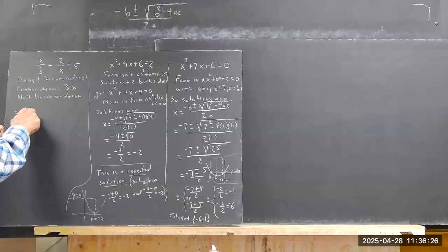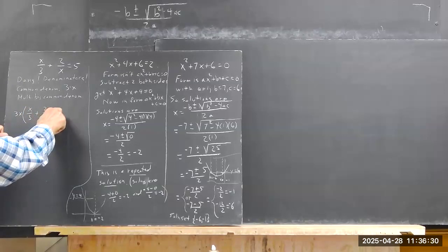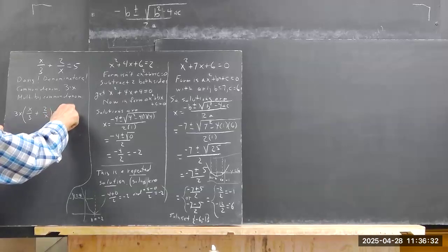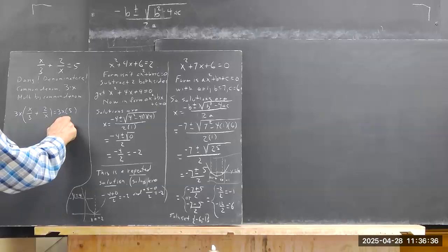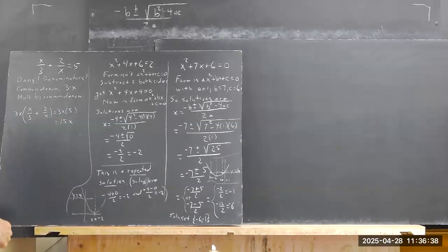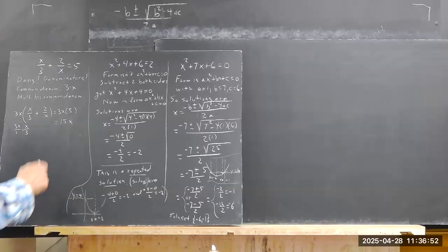3x multiplied by x over 3 plus 2 over x is 3x times 5. Well, the right-hand side is easy. It gives us 15x. On the left side, let's use the distributive law. We're going to use the 1 as our denominator to remind us that we're multiplying numerators and multiplying denominators.